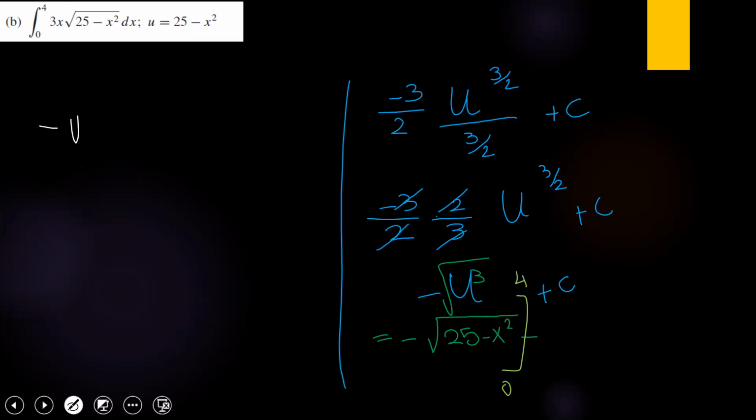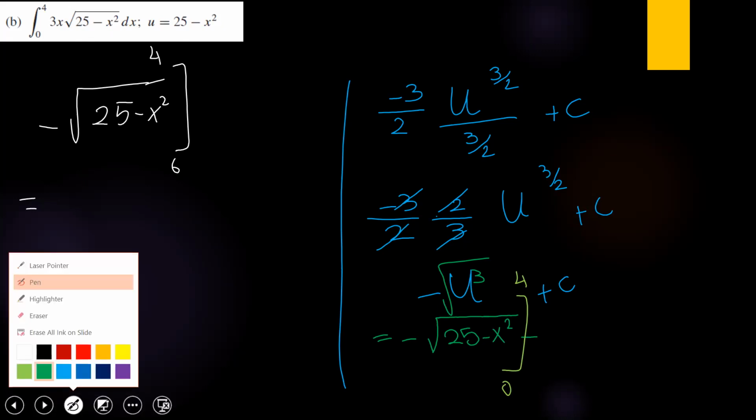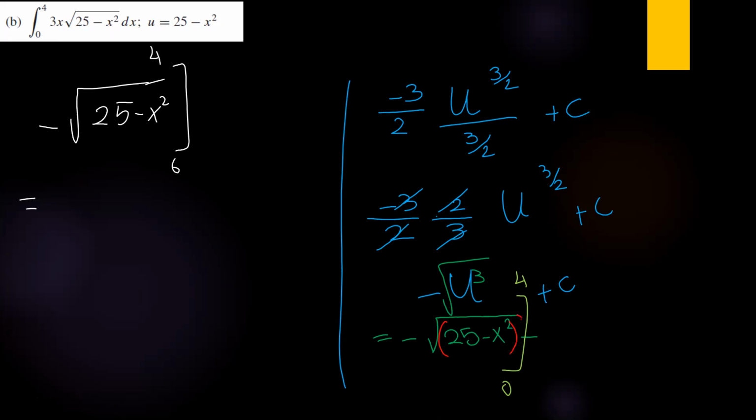So it is minus square root of 25 minus x squared from 0 to 4. Then you can now evaluate f of 4 minus f of 0. It must be 25 minus x squared to the power 3. So then here, let's evaluate f of 4 minus f of 0.